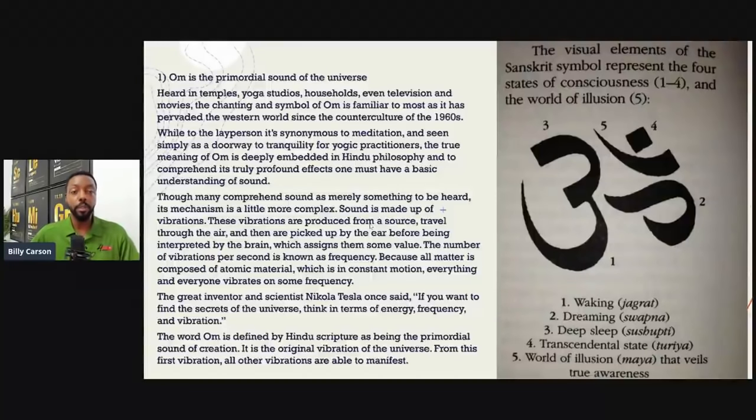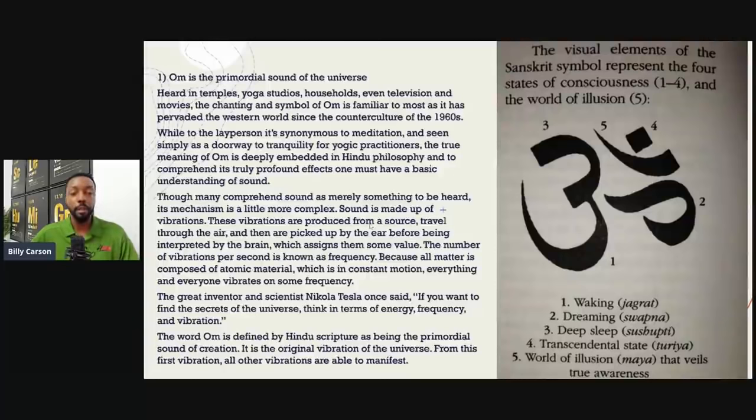Heard in temples, yoga studios, households, even television and movies, the chanting and symbol of Om is familiar to most as it has pervaded the Western world since its counterculture of the 1960s. While to the layperson, it's synonymous to meditation and seen simply as a doorway to tranquility or yogic practitioners, the true meaning of Om is deeply embedded in Hindu philosophy, and to comprehend its truly profound effects, one must have a basic understanding of sound. We're talking about cymatics. We're talking about frequency, vibration.